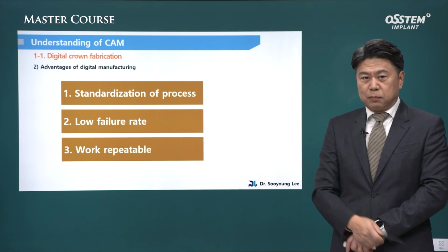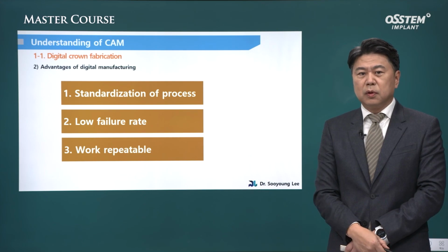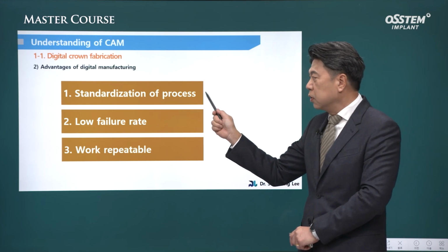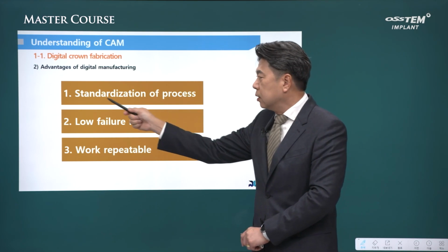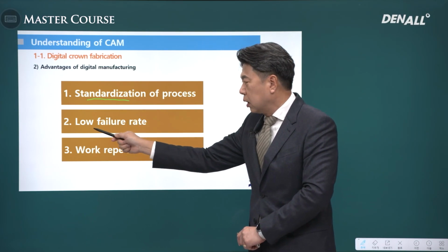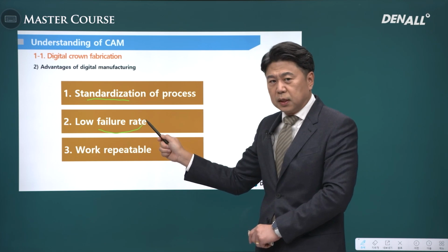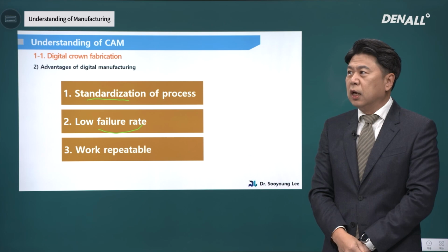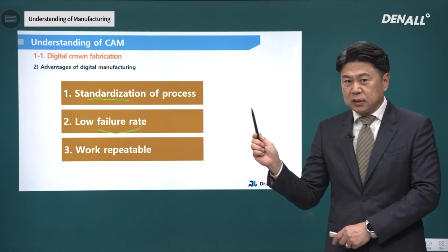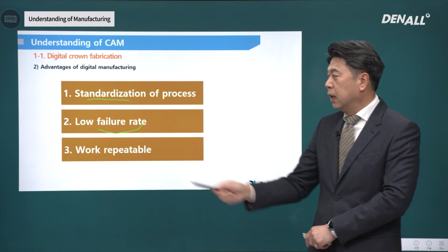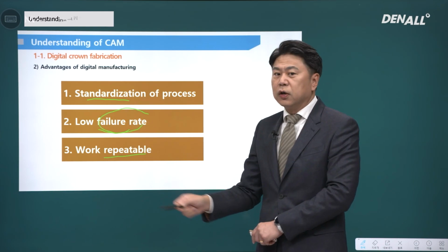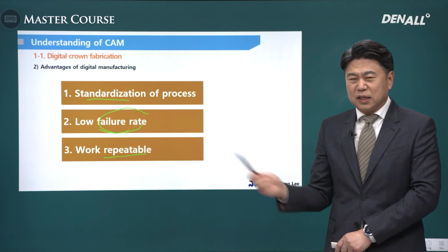Compared to analog manufacturing, there are 3 benefits when it comes to digital fabrication: standardization of processes, and the failure rate is very low. Using milling or printing, I have hardly experienced failures. Of course, you need to do accurate setting, and the work is repeatable, which is very important. And let me go over one by one.